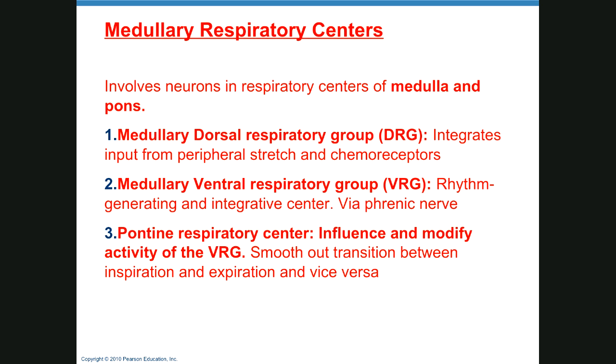That's a good question. So when it comes to respiratory centers, there is a medullary respiratory center. Actually, there's two of those, the dorsal respiratory group and the ventral respiratory group. And there's also one in the pons, which controls the ventral respiratory group. I'll mention the nerve here in just a second.